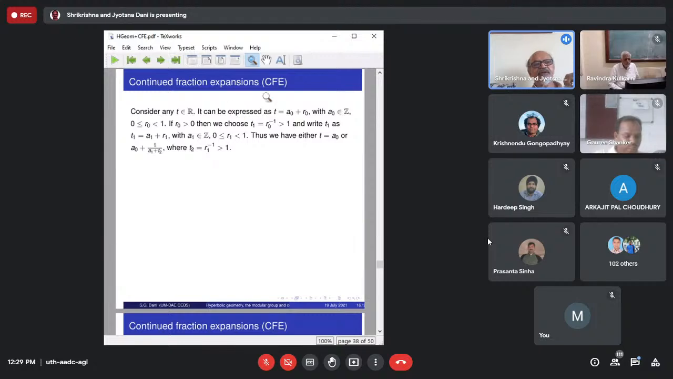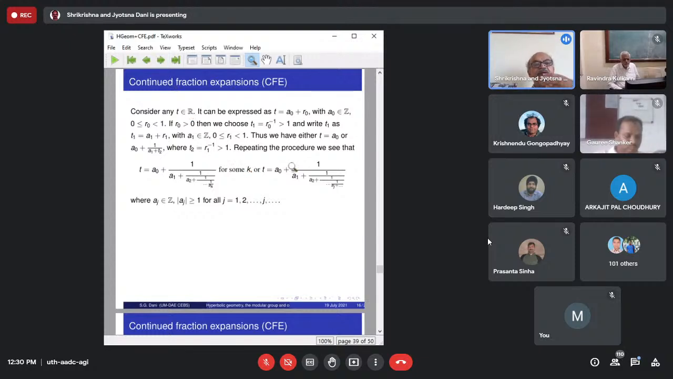So starting with any real number t, I can write this as a0 plus a remainder r0, which is between 0 and 1. It can be 0, but not 1. Now look at this r0. If it is bigger than 0, then I'll take t1 equal to r0 inverse. It is greater than 1, and then I can write t1 as a1 plus r1 with r1 possibly equal to 0, but strictly less than 1, and so on. And you can convince yourself that eventually, repeating the procedure, either t can be written as a0 plus 1 over a1 plus 1 over a2, etc., going on up to 1 over ak for some fixed k, or there is an expression of this form, a0 plus 1 over a1 plus 1 over a2, etc., going up to infinity.